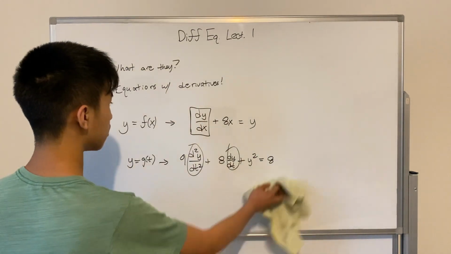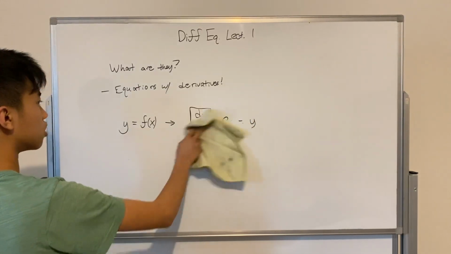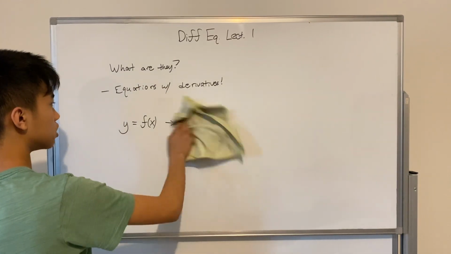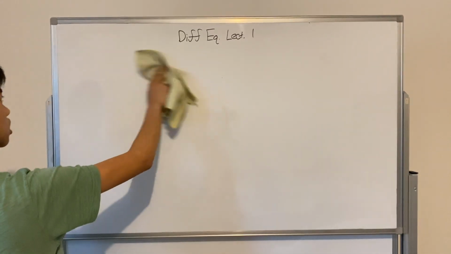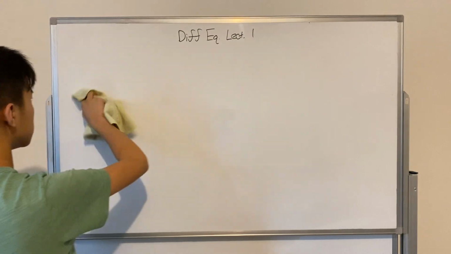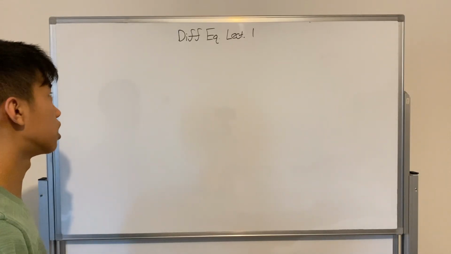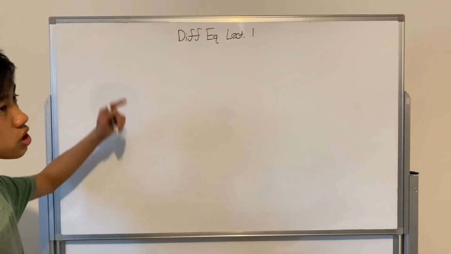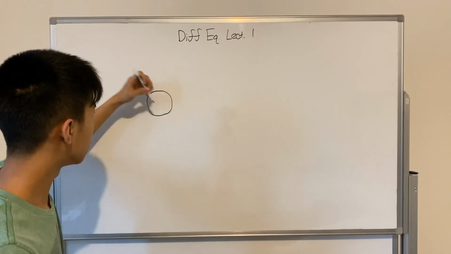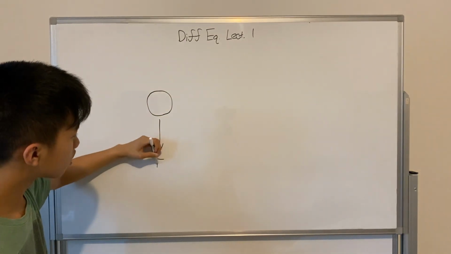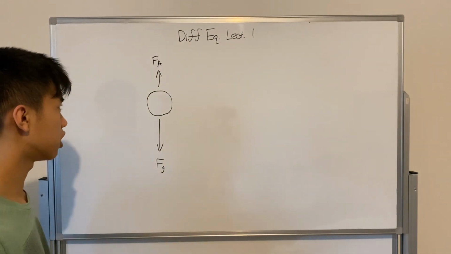Okay, now let's cover why we need these and how they actually appear in the natural world. Oftentimes differential equations are used when it's much easier to model processes through their derivatives rather than their actual function. So I'll just give you an example. Let's say we have a ball that's in free fall and it experiences a gravitational force of Fg and an air resistance force of Fa.